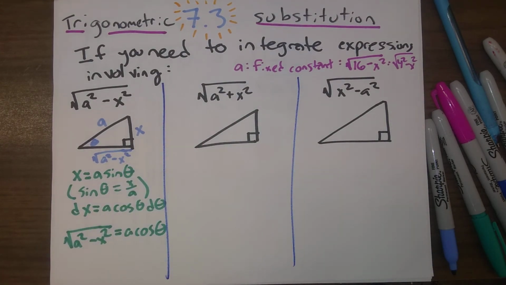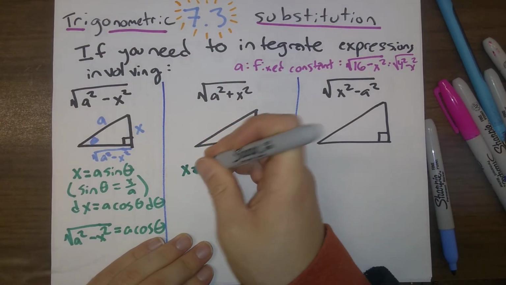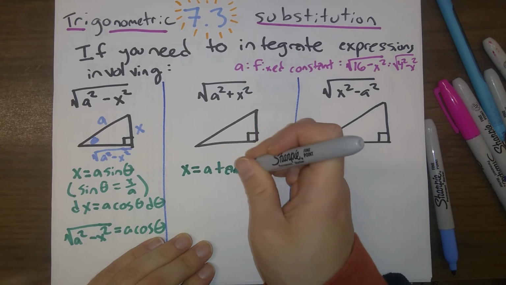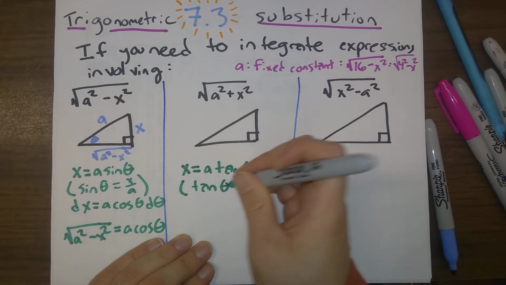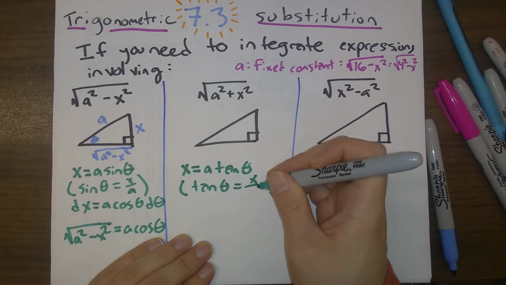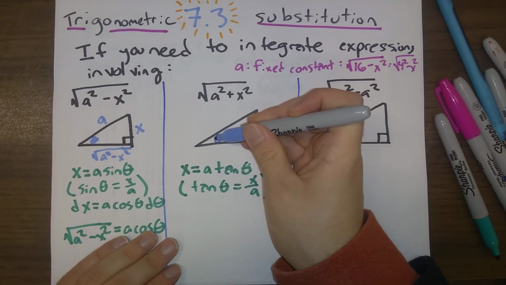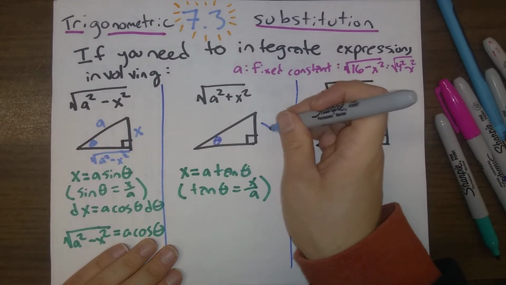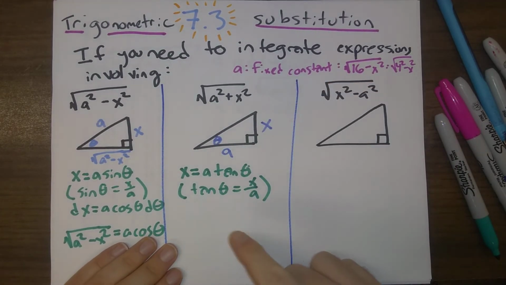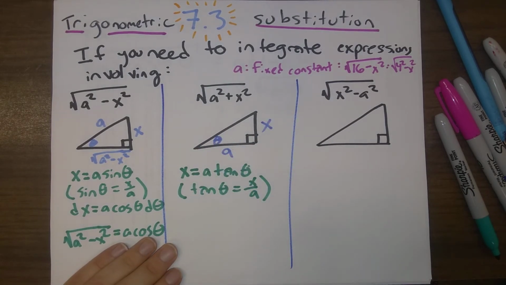In the second case, the square root of a squared plus x squared, it's a different substitution that we need to do. It will be x is equal to a times tangent theta, which is equivalent to tangent theta equal to x over a. And so now we want to fill in a right triangle where here is theta, and we do x here and a here. We've got the tangent of theta is exactly x over a as desired.